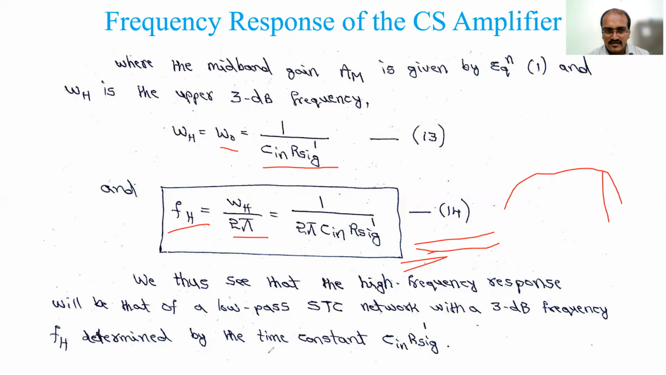So this is the final derivation expression. We thus see that the high frequency response will be that of a low pass STC network with a 3 dB frequency FH determined by the time constant Cin R signal dash. This is a single time constant network we have referred to, and we have brought that circuit into that form. This FH derivation can be done in many other ways also. If you refer to other books, you will get different approaches. What is in your syllabus, that only I have done. This is the easiest method.